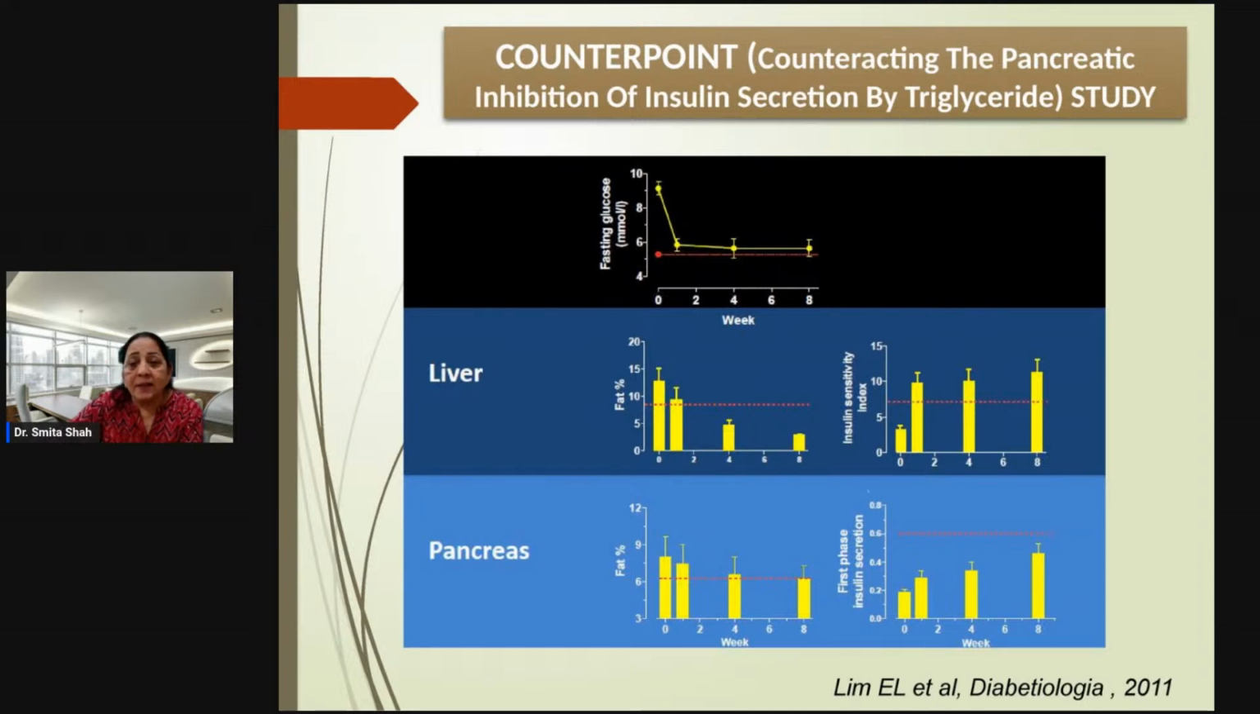In this study, you can see the liver fat was reduced after 8 weeks, and insulin sensitivity was increased after 8 weeks. In the pancreas, the fat percentage was reduced after 8 weeks due to the very low calorie diet, and insulin secretion was increased after 8 weeks. So this study used a very low calorie diet, and after 8 weeks the results were excellent.